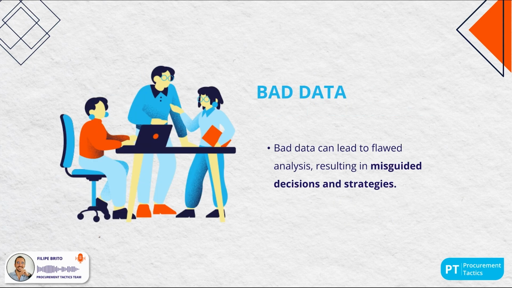Poor data quality, including inaccuracies, inconsistencies, and incomplete information, is a common challenge in procurement analytics. Bad data can lead to flawed analysis, resulting in misguided decisions and strategies. Without a process for ensuring data accuracy and consistency, procurement teams may struggle to gain reliable insights.